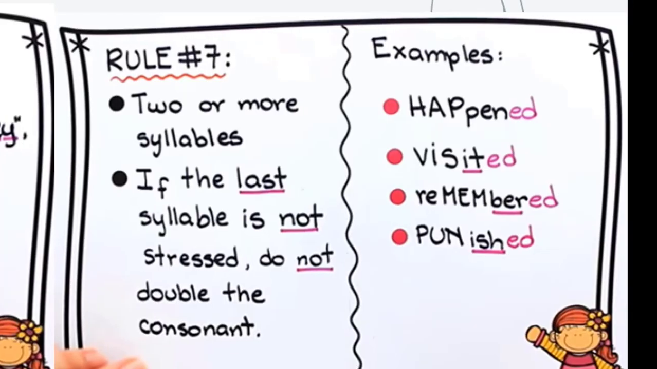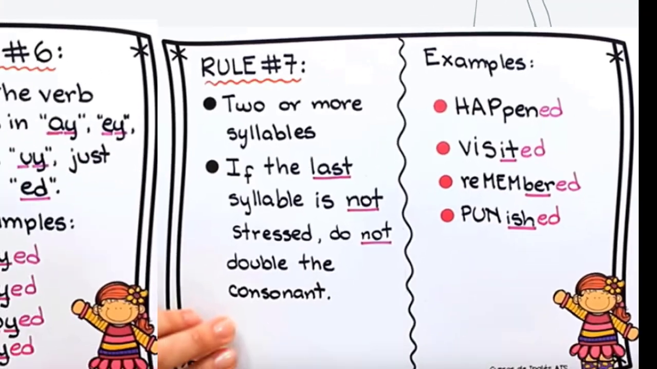With the verbs that have two or more syllables, if the last syllable is not stressed, we don't double the last consonant. Con los verbos que tienen dos o más sílabas, si la última sílaba no es acentuada, no le duplicamos la última consonante. Por ejemplo, happen, visit, remember, punish. Entonces, como el acento va en la primera sílaba y no en la segunda, no le duplicamos consonantes, sino simplemente le agregamos ed.